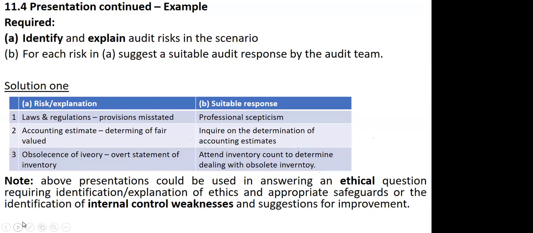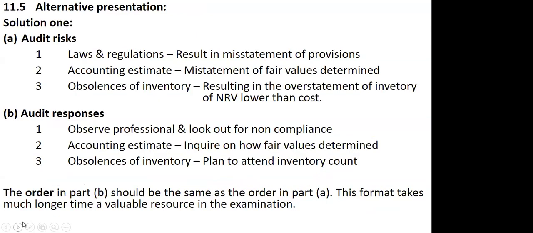So the examiner will have no problems. And it's the same with internal control weaknesses, or identify internal control procedures and the objectives. You can put them in columnar form as long as you clearly label your answers. Alternative presentation is where you identify in part A, you say number 1, 2, 3. Then in part B, number 1 should be related to number 1 in part A. Number 2 should be related to number 2 in part A, and so on. If you mix them up, although you may not lose any marks, it shows that you are being unprofessional. But the most recommended is the columnar form. So the order in part B should be the same as the order in part A.